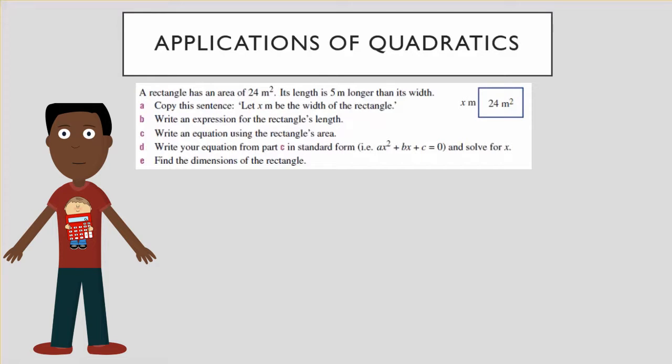In this question, we are going to solve the dimensions for a rectangle, and the rectangle has an area of 24 meters as it says here, and importantly its length is 5 meters longer than its width. Now we're going to need to use these things to find out the dimensions of the rectangle.